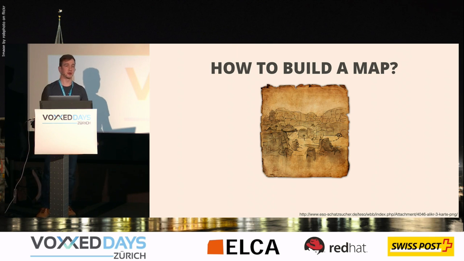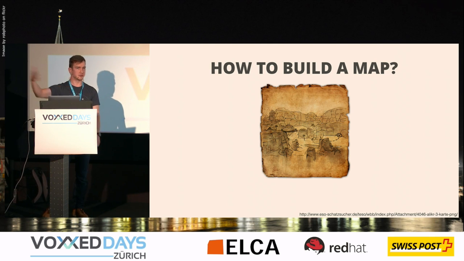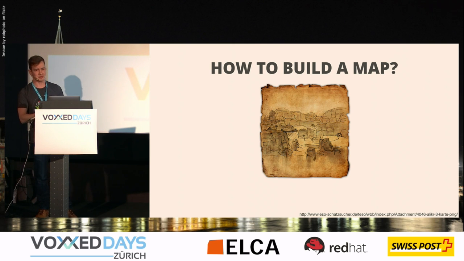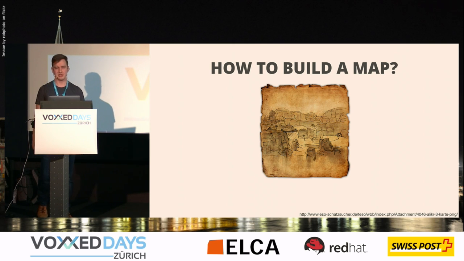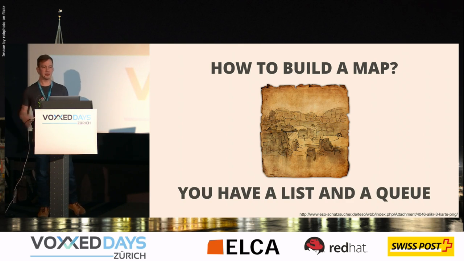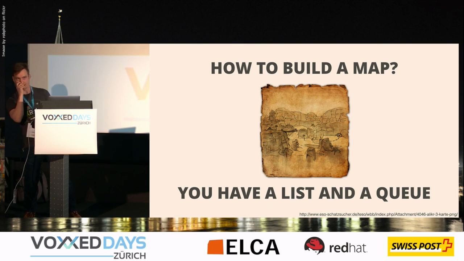So let's go further. How do we build a map? Because maps are everywhere. JavaScript objects are maps. Java objects are not exactly maps, but you can think of them as maps. You have a map collection. You tie together keys and values all the time. So how do you build a map when you have a list and a queue? Who has an idea? Mario?